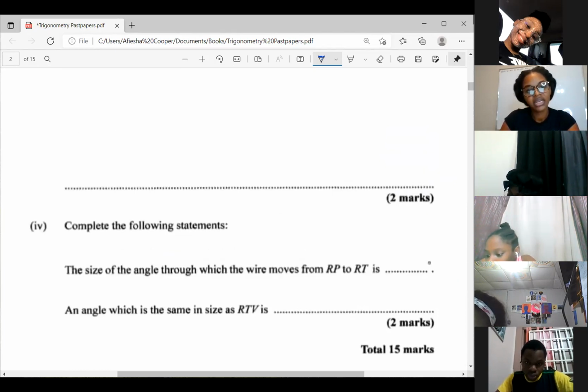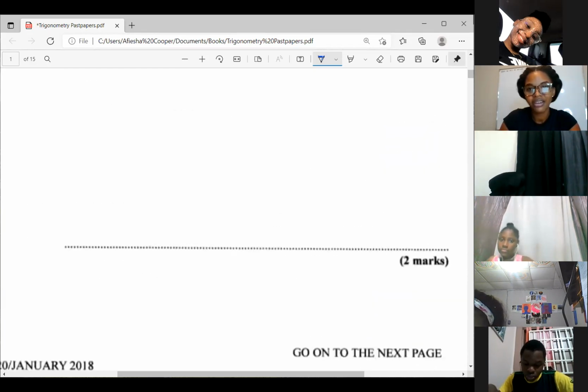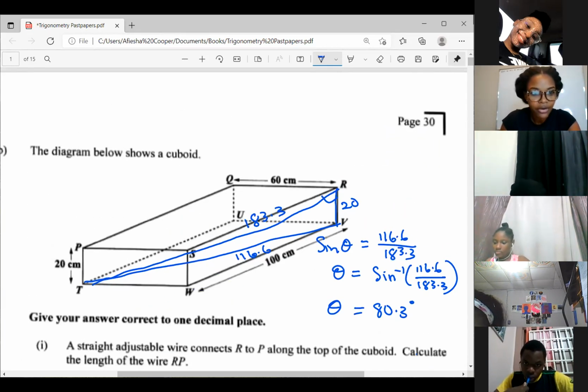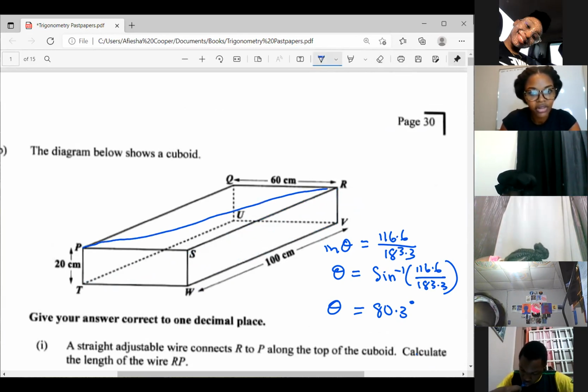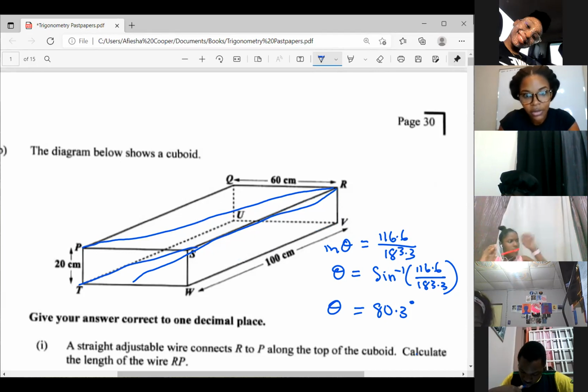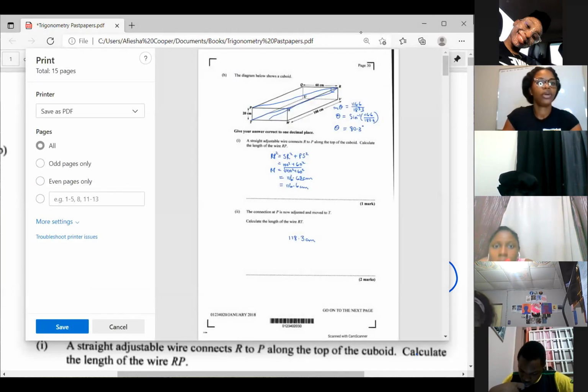The size of angle through which the wire moves, RP to RT. So we are going from RP, which is on top, and we're going down to RT, which is at the bottom here, right? So the angle will be inside here, right? Everybody seen that? Okay.